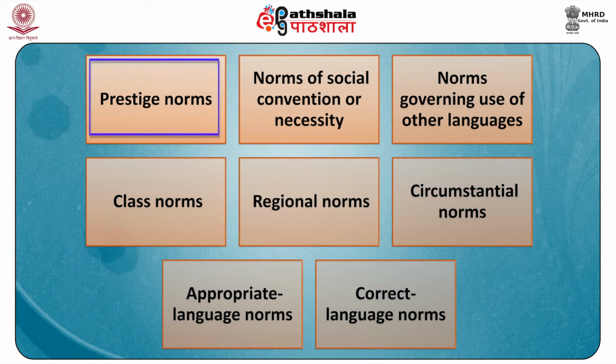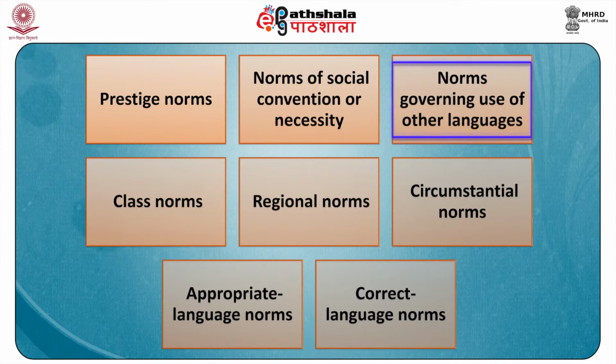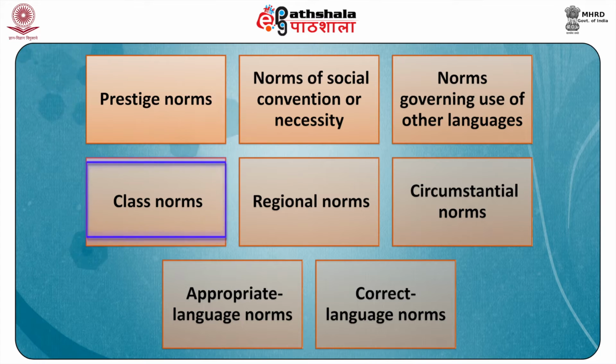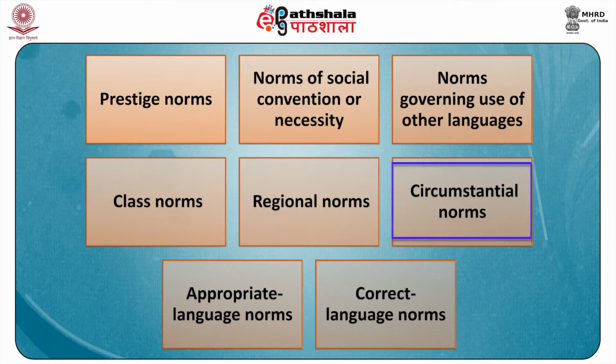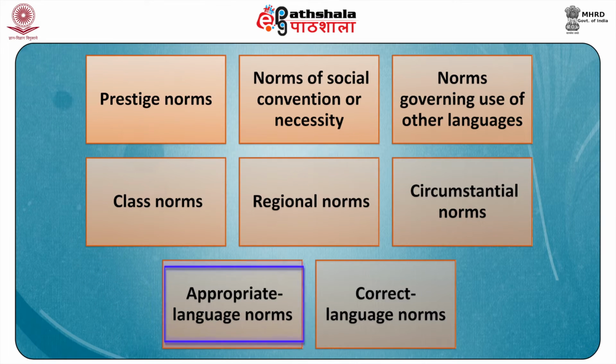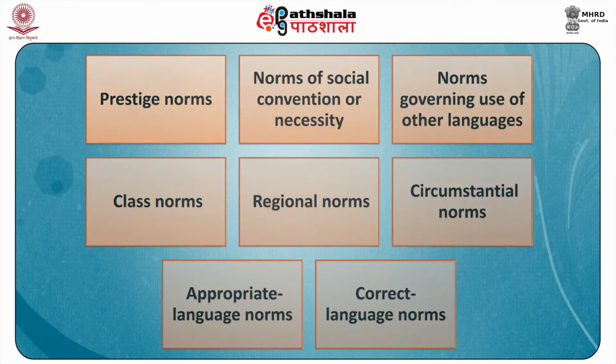First, prestige norms, acceptable by upper social classes. Second, norms of social convention or necessity. Third, norms governing use of registers, varieties and other languages. Fourth, class norms of age, sex, ethnicity, race, socioeconomic status, etc. Fifth, regional norms of geographical location. Sixth, circumstantial norms of situation, purpose, topic, reader, time, place, etc. Seventh, appropriate language norms of proper social behavior. Eighth, correct language norms of correct linguistic behavior.